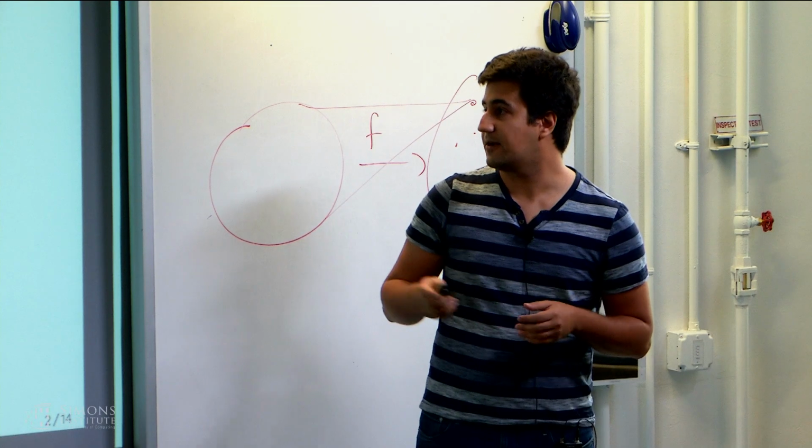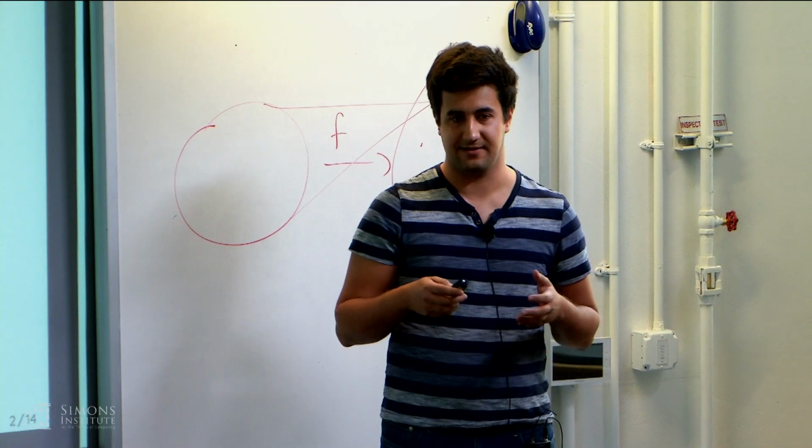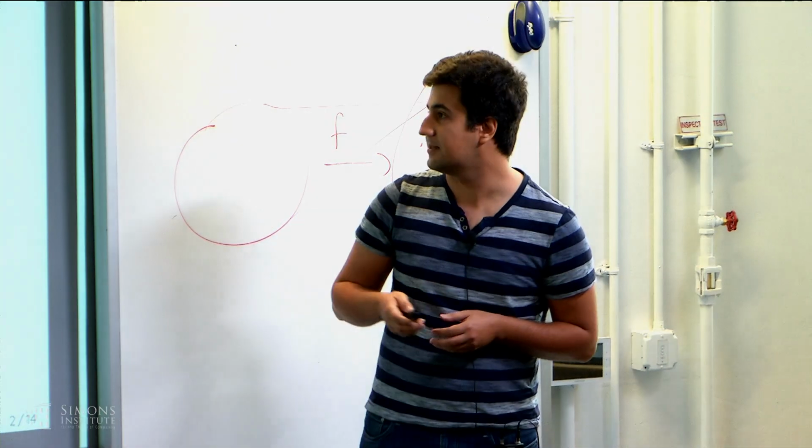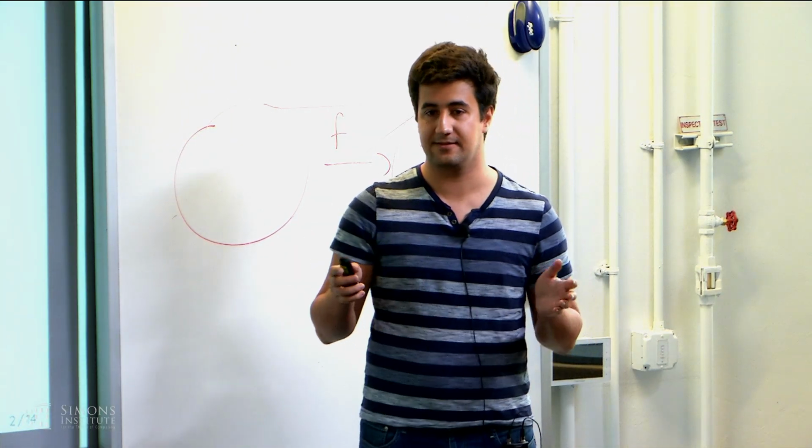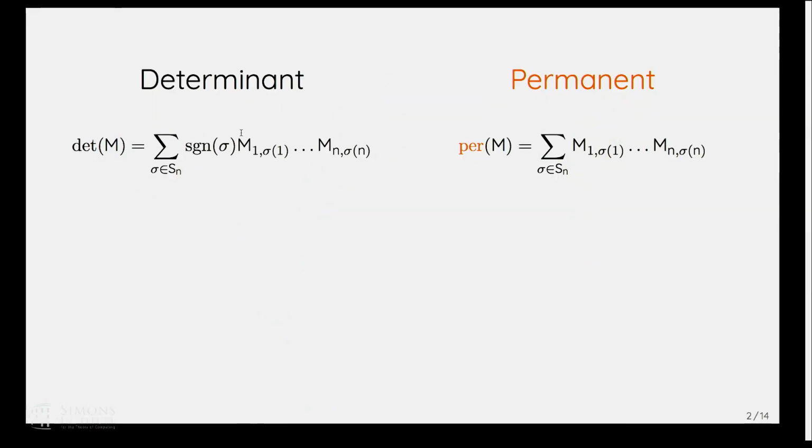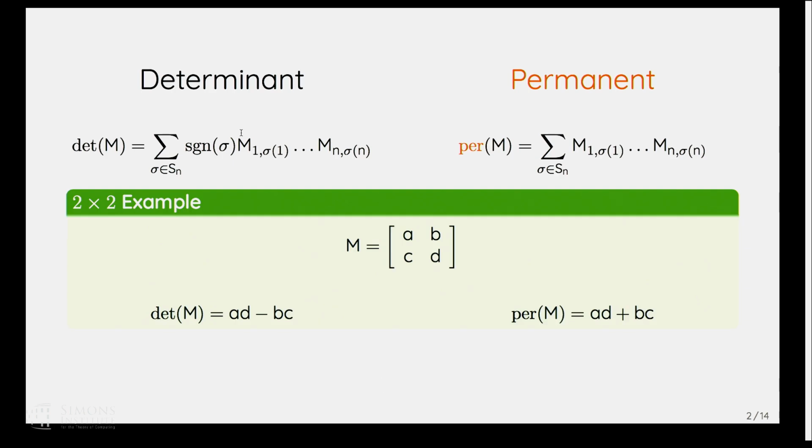So let me start by defining what the permanent is. I assume most of you know what it is, but let's just go over it. It's just the unsigned determinant. In the determinant, you take every permuted diagonal of a matrix, and then you sum these up according to certain signs. In the permanent, you just don't use the signs. Here's a 2x2 example. The determinant is just AD minus BC. The permanent is just the unsigned version, AD plus BC.